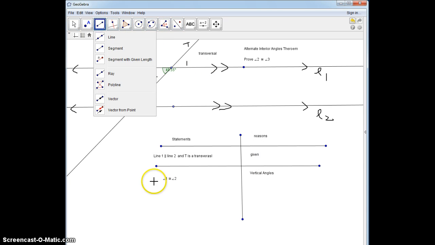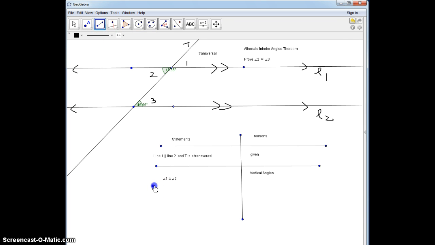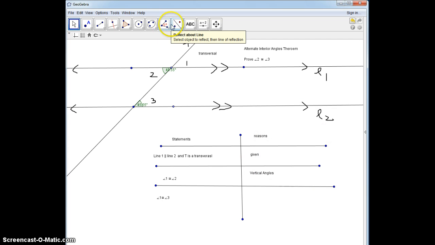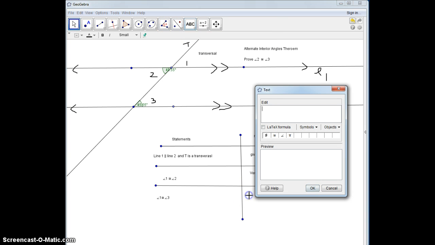Similarly, we have another thing that's equal to each other here. We have 1 is congruent to 3. So let's put that down. Angle 1 is congruent to angle 3, and the reason why is because these are corresponding angles.